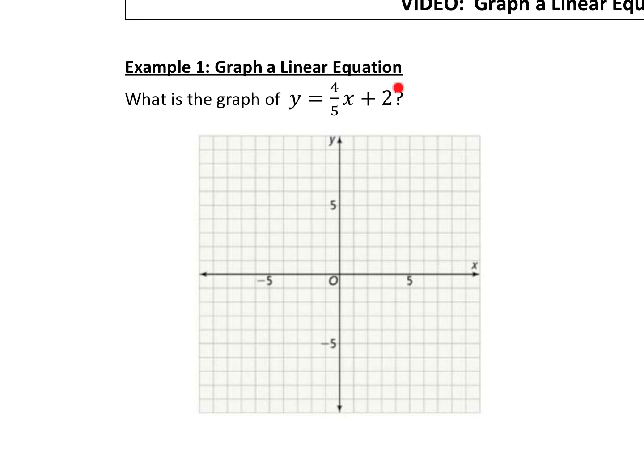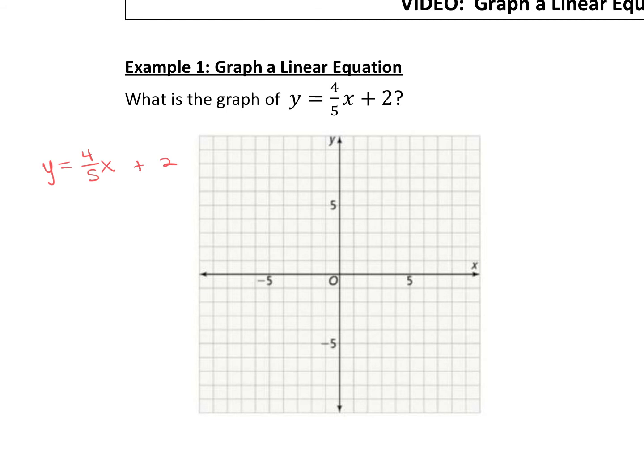Here's our equation. Y equals 4/5 x plus 2. Maybe I'll actually write it off to the side. Y equals 4/5 x plus 2. I want to point out that our x is raised to the first power. That's what makes this linear. I know that this is going to look like a straight line when I graph it because it has an x to the first power.